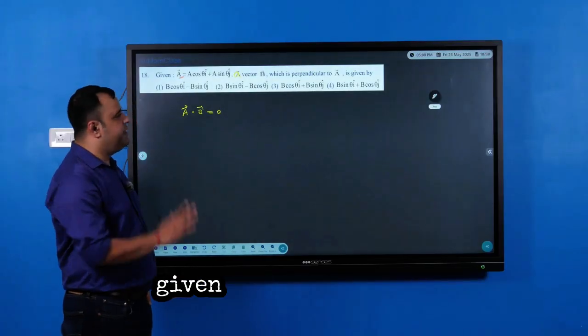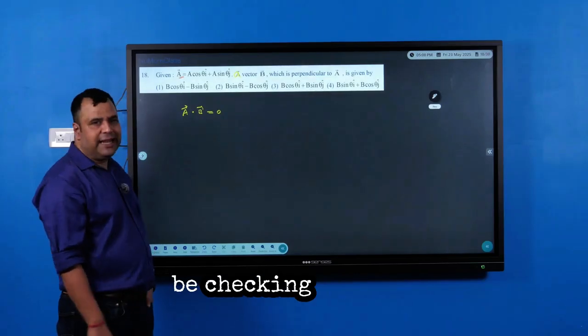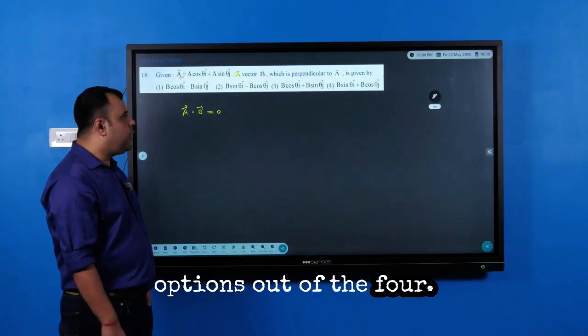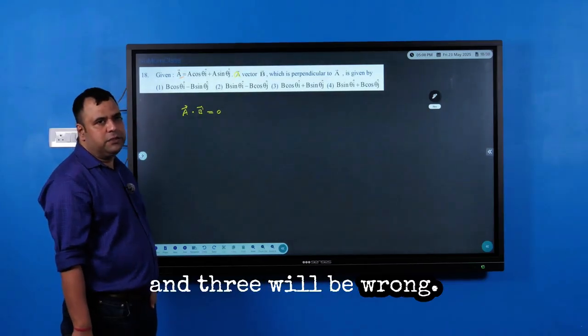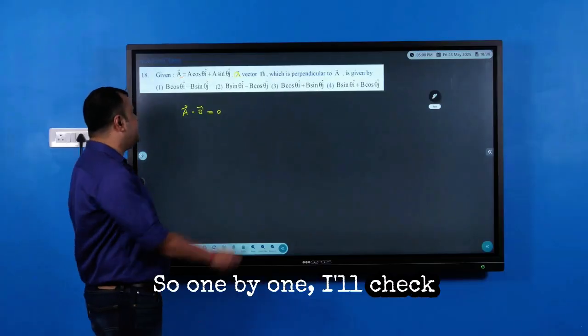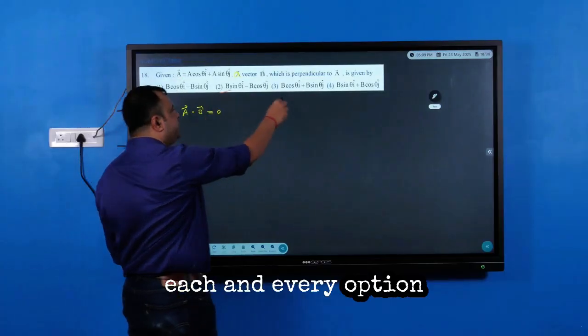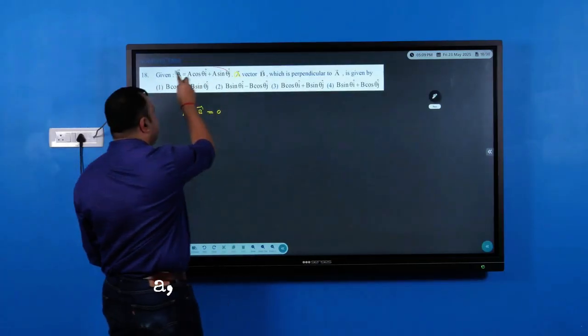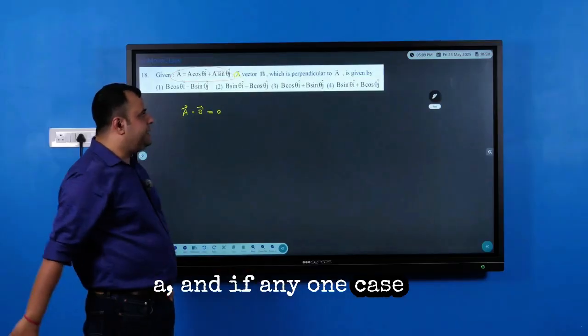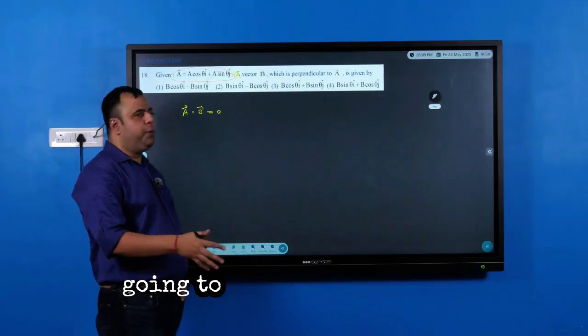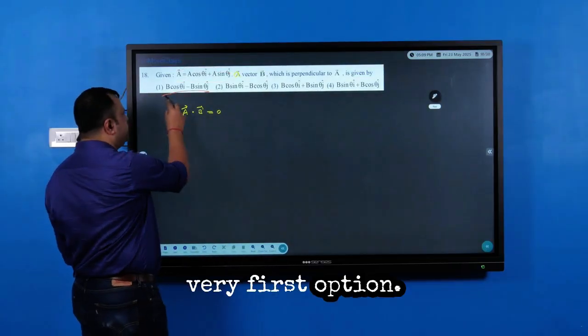So we will not be calculating all infinite values. The thing is, they have given the 4 options. So in this case, I'll be checking the 4 options. Out of the 4 options, 1 has to be right and 3 will be wrong. So one by one, I'll check each and every option with a dot product with A. And if in any one case it is becoming 0, that is going to be the right answer. So let me check the very first option.